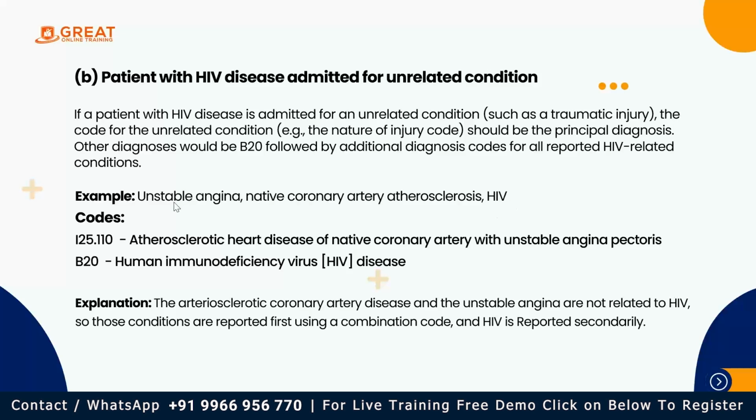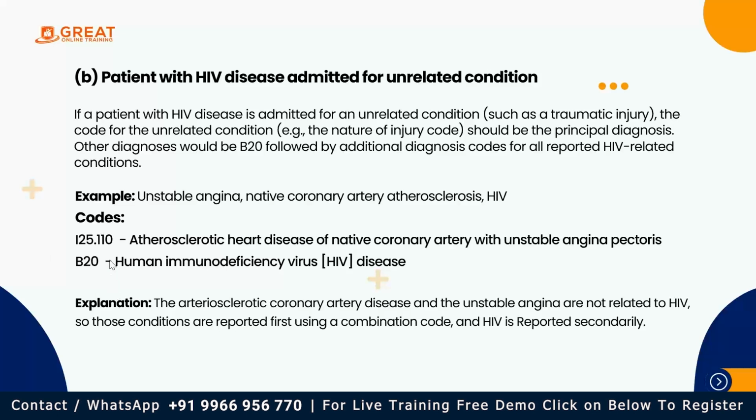Here I have not mentioned it, but the patient is admitted with this unstable angina. So we have to code, and we have a combination code for this too. We use the combination code as the principal diagnosis followed by the B20 code. How do we know that it has a combination code? Your alphabetic index will guide you. Currently, do not focus on this code, because we are learning HIV related guidelines. We're going to discuss guidelines for this code in further sessions. So just focus on the guideline here.